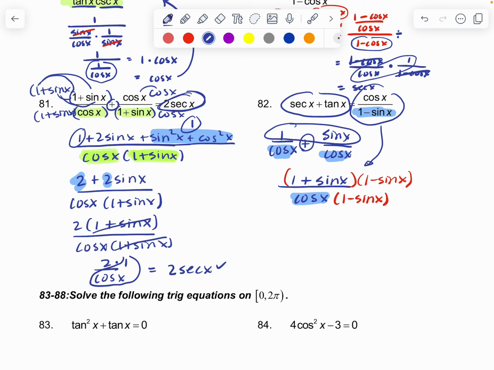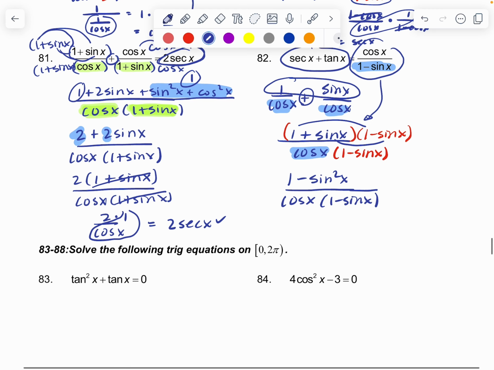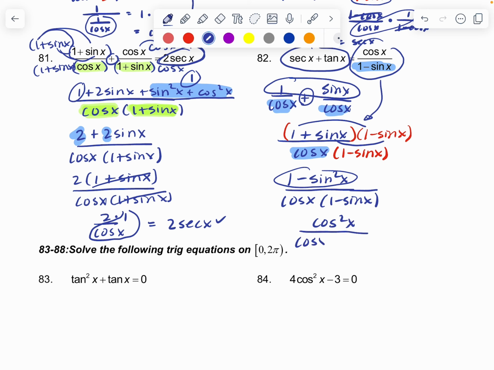Okay, the top part, these are conjugates. So 1 times 1 is 1. Sine times negative sine is negative sine squared. And then on the bottom, I still have this cosine of x, 1 minus sine of x. And then we know by our identities that 1 minus sine squared just equals cosine squared. So I have cosine squared x over cosine of x times 1 minus sine of x.